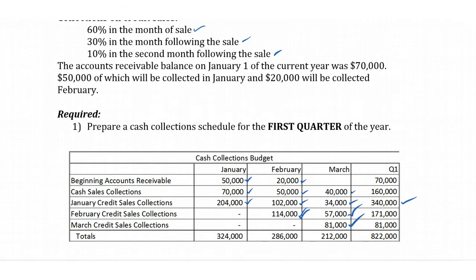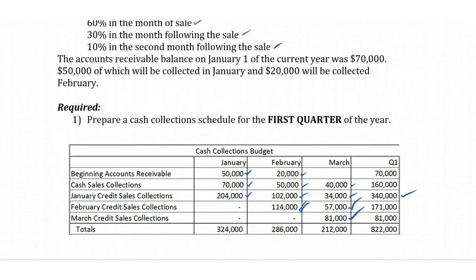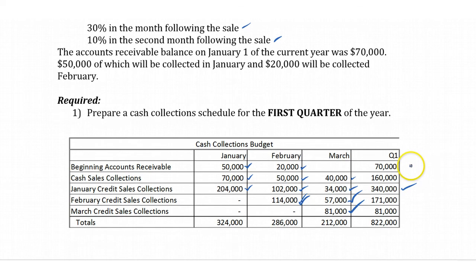So then we total those up. We total the rows this way to get our quarterly collections, and we total them this way to get how much we expect to collect each month.